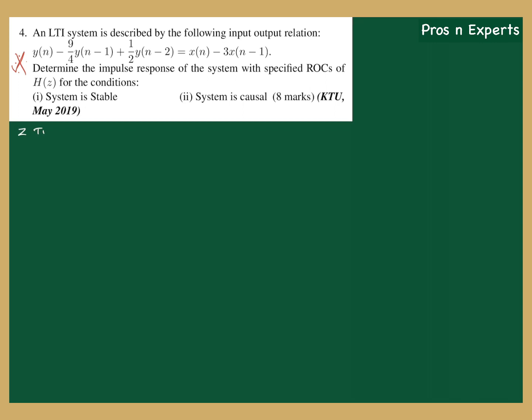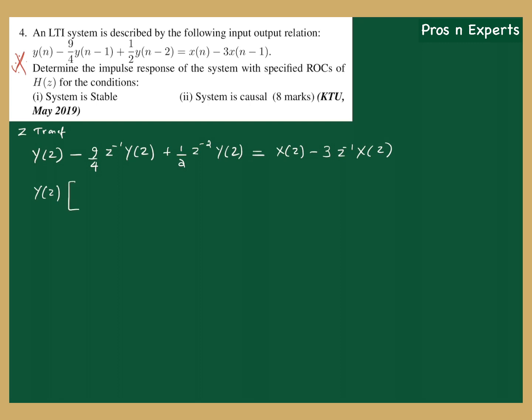Applying Z transform on both sides of the difference equation, we get Y(z) minus 9 by 4 times the Z transform of y(n minus 1), which is z raised to minus 1 into Y(z), using the time shift property of Z transform, plus half z raised to minus 2 Y(z), again using the time shift property, equal to, on the RHS, X(z) minus 3 z inverse X(z). Now let me take Y(z) common in the LHS and X(z) common in the RHS. So Y(z) into 1 minus 9 by 4 z inverse plus half z inverse squared becomes equal to X(z) into 1 minus 3 z inverse.